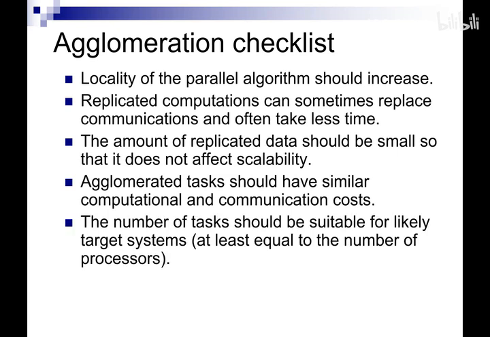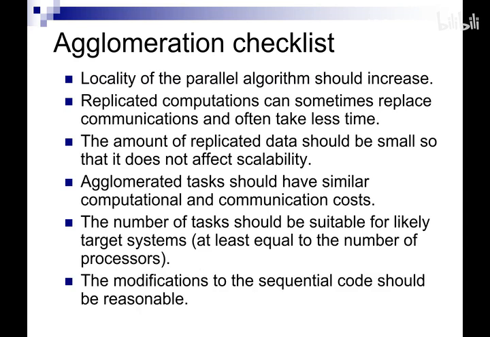And so this agglomeration comes right before the actual step where you map the tasks, the super tasks, onto the processors. So now here's the time when you need to make sure that the number of agglomerated tasks is a match for your target system. For example, if your target system has a certain number of processors, then you should have at least that number of super tasks, so that you can make sure to use all the processors.